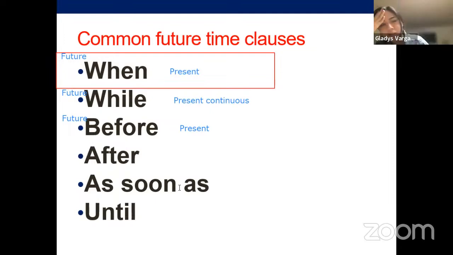I will eat as soon as I get home. As soon as I get home, or I got home? No, get. It has to be in present. Get. Correct. Perfect. Yes, I'll eat as soon as I get home.